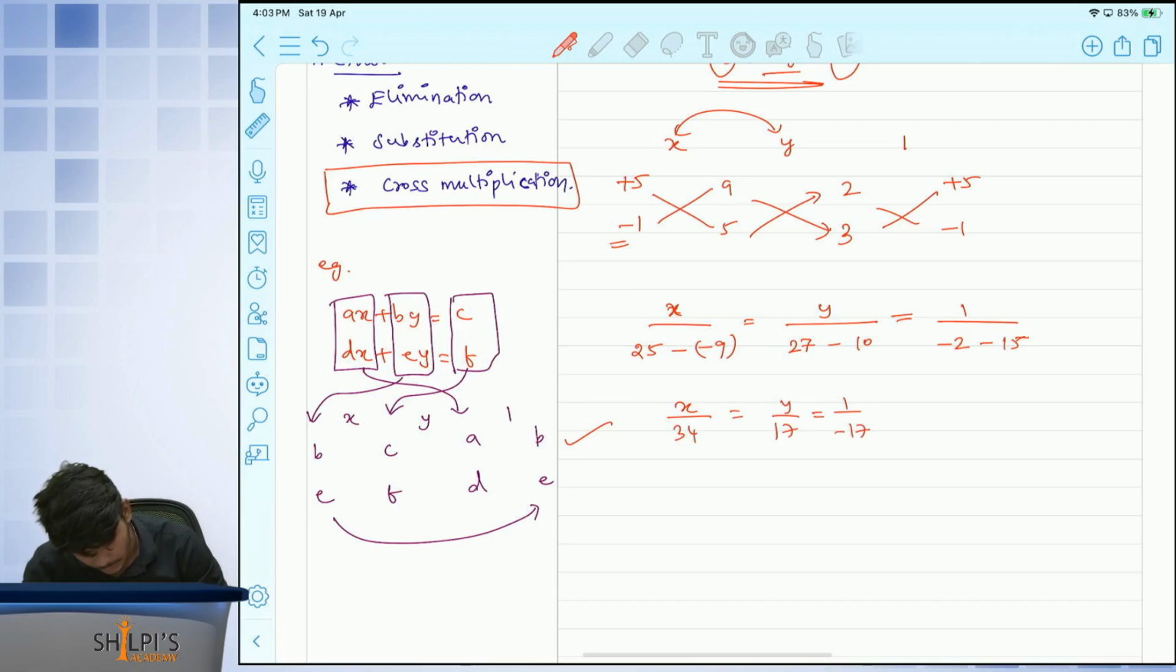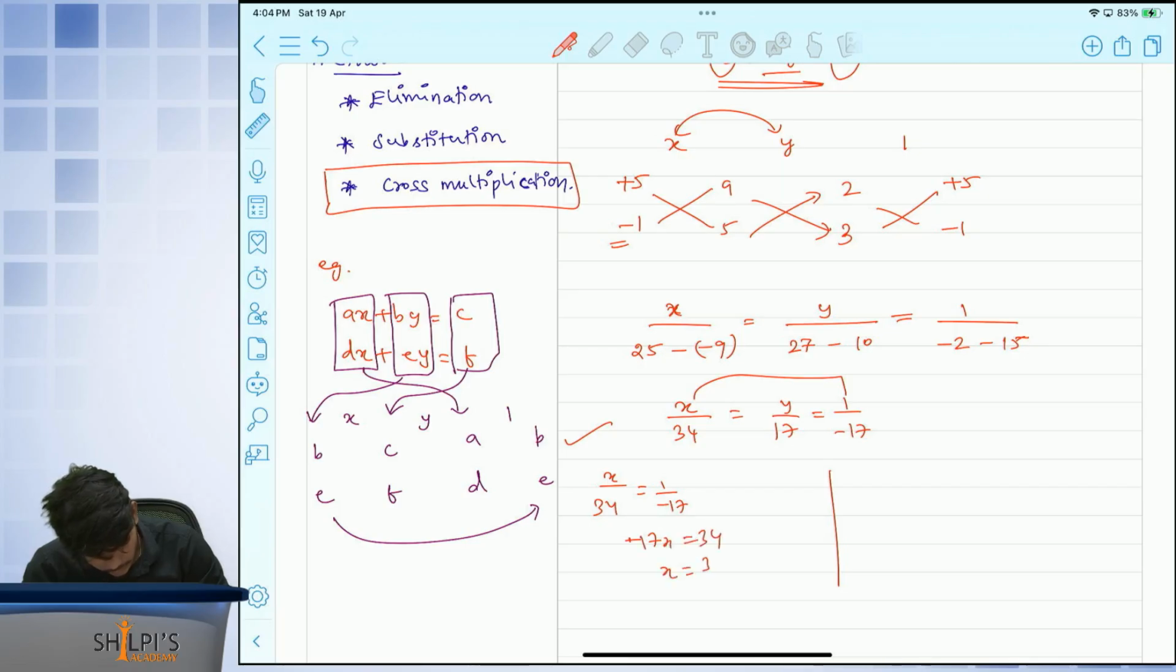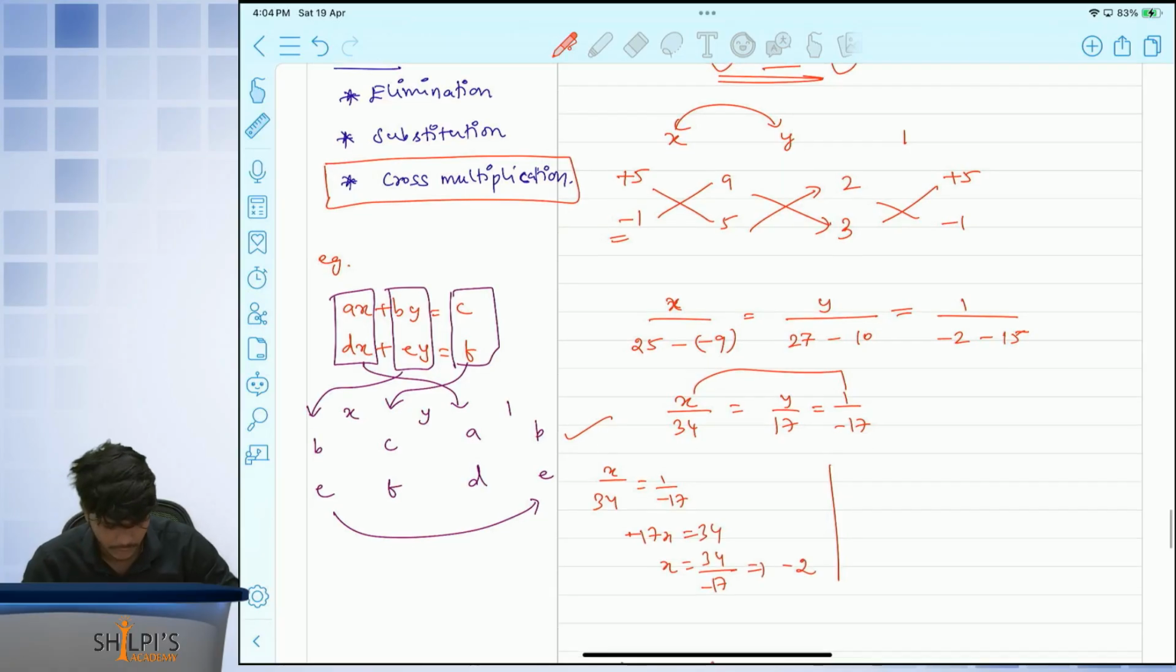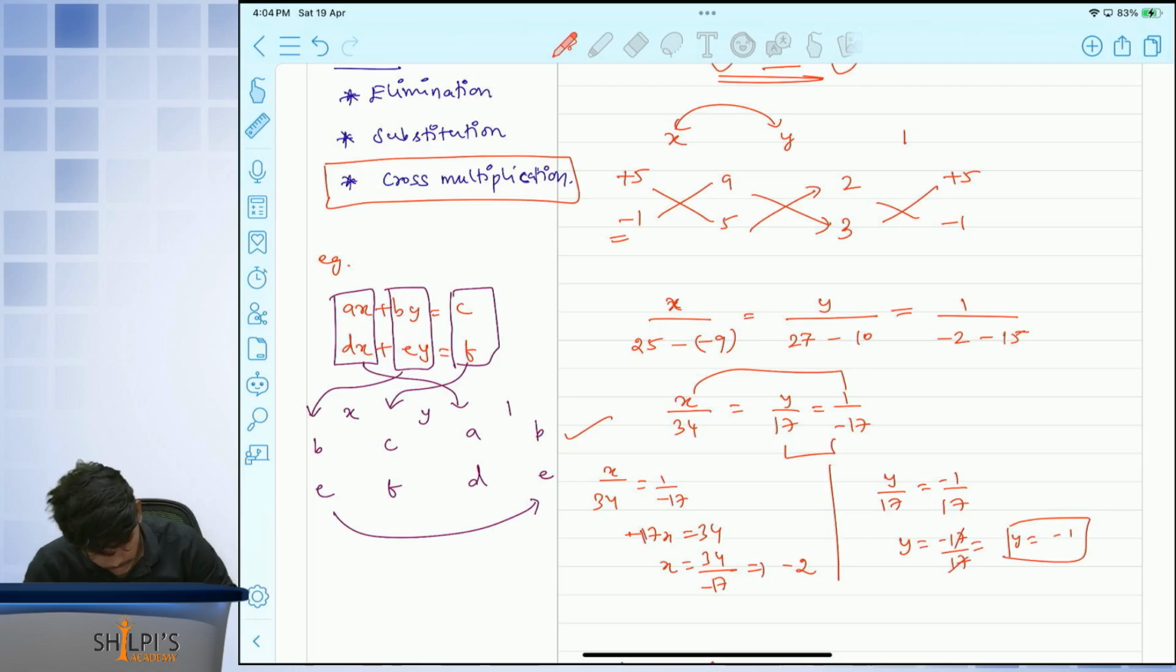We can write it as: equate these two things, x by 34 is equal to 1 by minus 17, so minus 17x is equal to 34, then x equals 34 divided by minus 17. This will give the value of minus 2. Similarly, equate these two things: y by 17 equals 1 by minus 17, so y is equal to minus 17 divided by 17. This implies y equals minus 1. So these are the values of x and y.